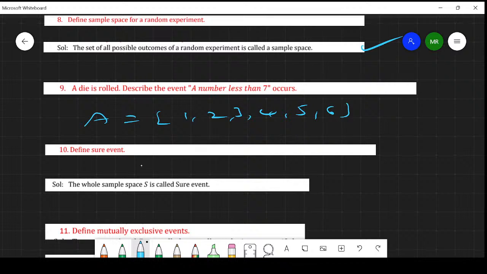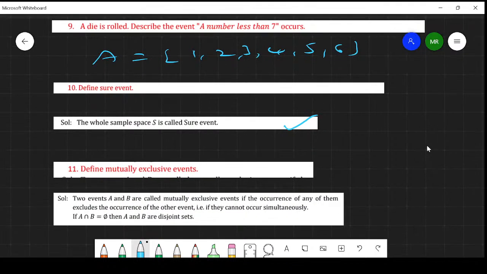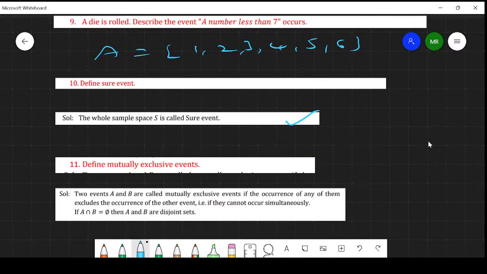Next one. Define sure event. The whole sample space is called a sure event. Simple one. The whole sample space S is called a sure event. All these are the possible 1 mark questions.